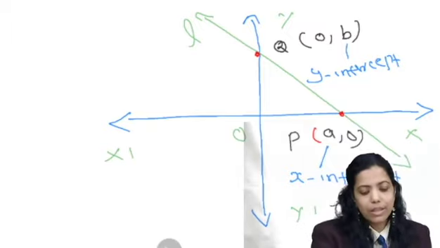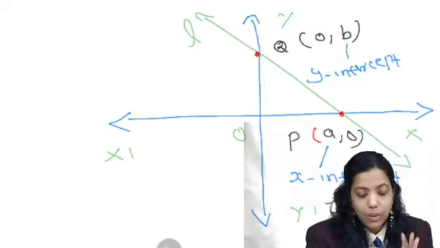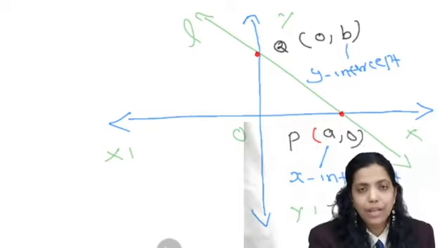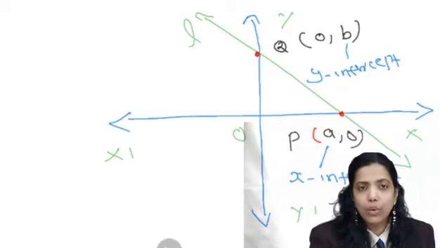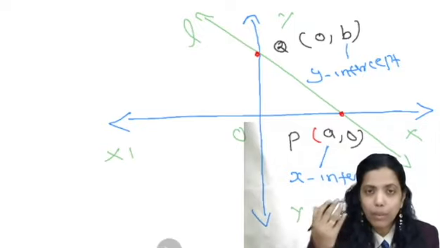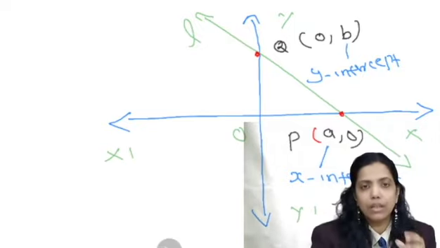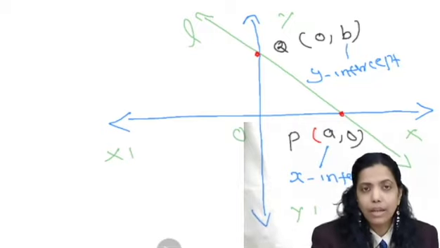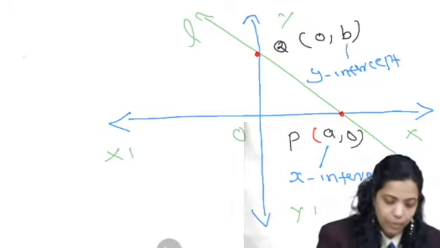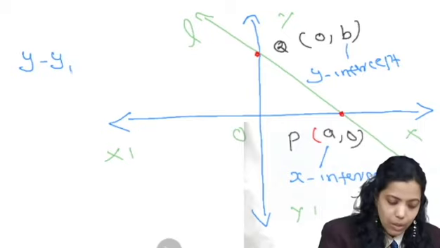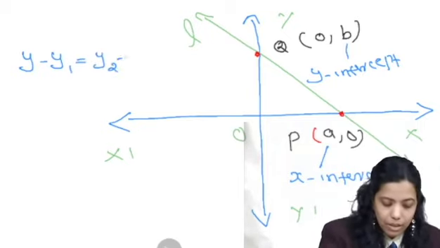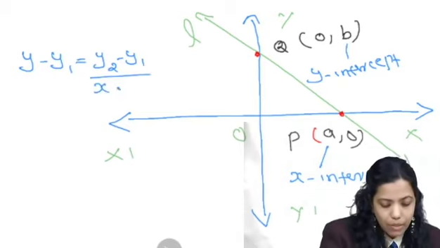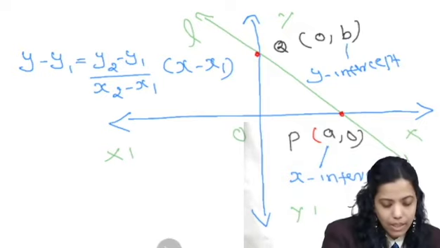So here we consider that 2 points are given, and we can find out the slope of the line. And applying that 2-point form, we can get one more formula to find out the equation of a line when the intercepts are known. 2-point form means y minus y1 equals (y2 minus y1) by (x2 minus x1) times (x minus x1).